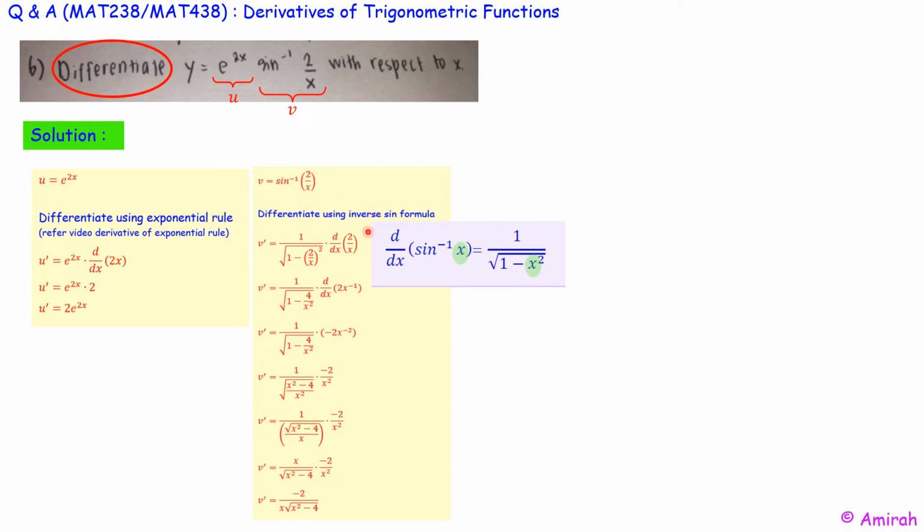Now we want to differentiate inverse sine too, but inverse sine 2 over x. We refer to this formula: 1 over the square root of 1 minus, and here we need to write 2 over x, because in the original formula we have a single x. So if we have 2 over x, this one must also be 2 over x. Make sure to put it in brackets, because there is a square here, meaning all of 2 over x must be squared.